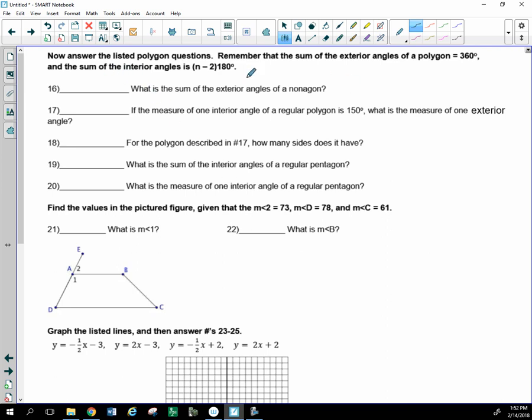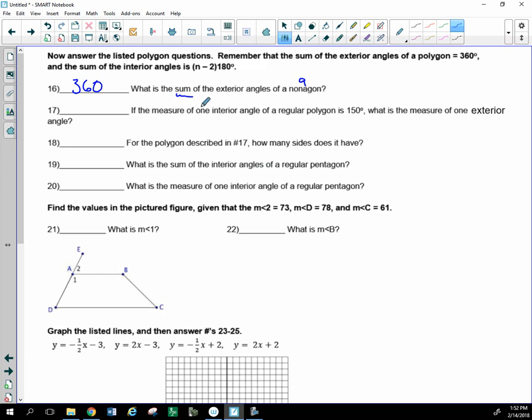They gave us some information about exterior angles summing to 360, and the sum of the interior angles being equal to n minus 2 times 180, so hopefully that'll help us along the way. The first question is, what is the sum of the exterior angles of the nonagon? Nonagon is 9 sides, but it doesn't matter the number of sides, because the sum of all the exterior angles is always going to be 360, so we get 360.